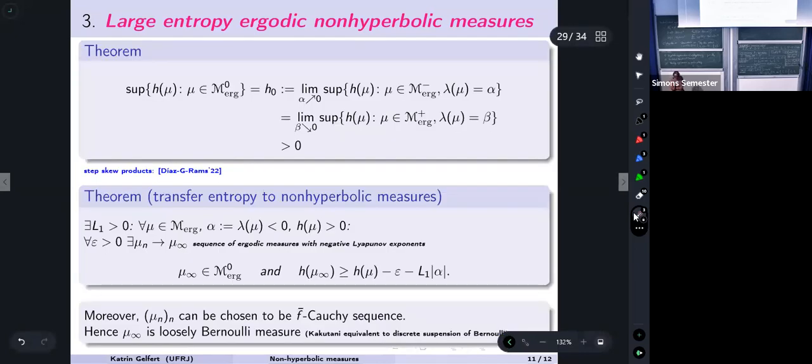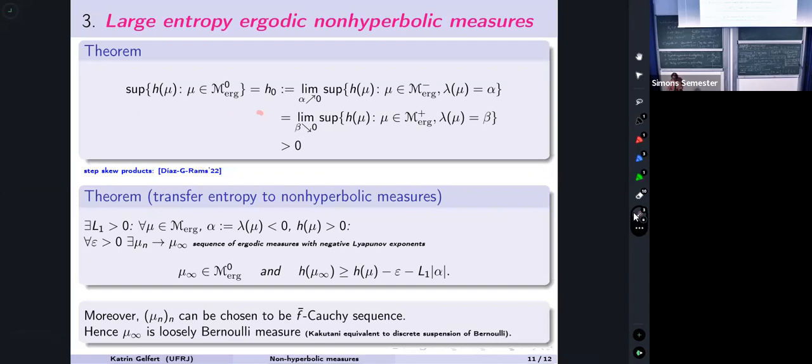But you can prove the following theorem. If you define H0 by these numbers, so if you remember this figure, with alpha going to zero, you take the limit value of those numbers that is realized by measures which are each time closer to non-hyperbolic measures. You can show that these two numbers coincide, that this number is positive, and the result of the theorem is that this can be approximated arbitrarily well by ergodic measures with entropy. So you get non-hyperbolic measures with entropy arbitrarily close to this number.